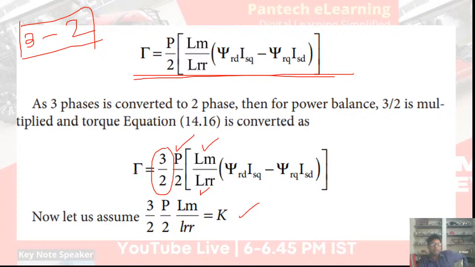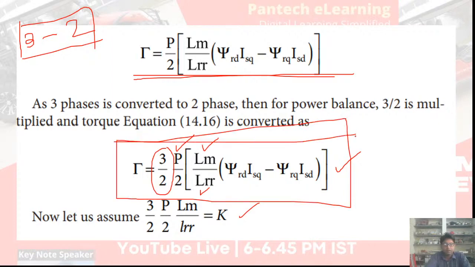Okay, so you remember the instantaneous torque equation of an induction machine, any induction machine. It is given by 3 by 2, in case of a 3-phase machine, 3 by 2 into pole by 2 into Lm by Lrr into psi rd isq minus psi rq isd. This is the standard equation. Now I think there is no difficulty to understand how it has come.